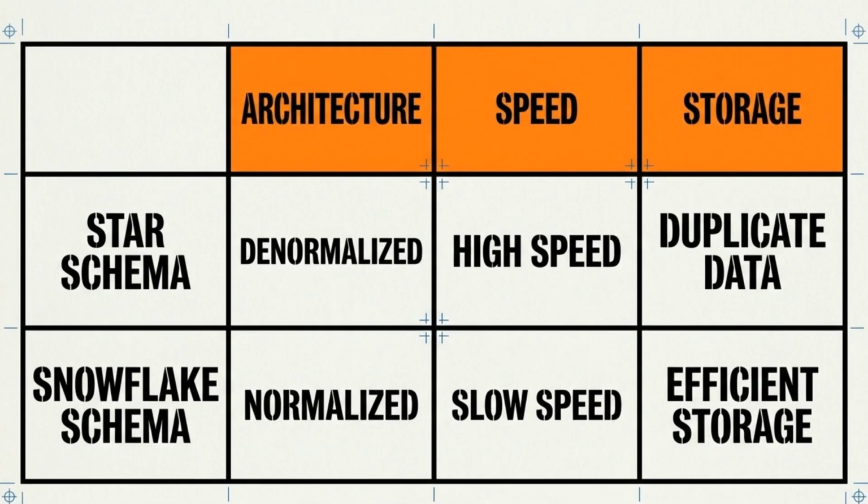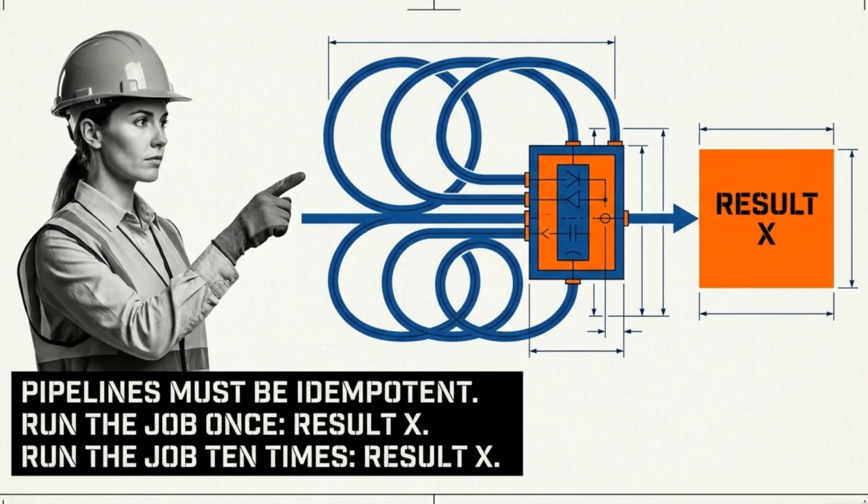When comparing schema designs, the star schema offers high speed through denormalization at the cost of duplicate data. Conversely, the snowflake schema uses normalization for more efficient storage, but at slower speeds. It is essential that data pipelines are idempotent. This means running the same job multiple times will always yield the same result, ensuring consistency across your data systems.